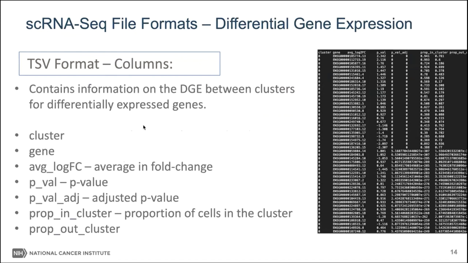So next I want to talk about the differential gene expression. This contains information on the differential gene expression between clusters for differentially expressed genes. Each line includes which cluster is being compared to the rest, which gene we are talking about, the average fold change, the p-value, the adjusted p-value, the proportion of cells in the cluster, and the proportion of cells outside of the cluster.